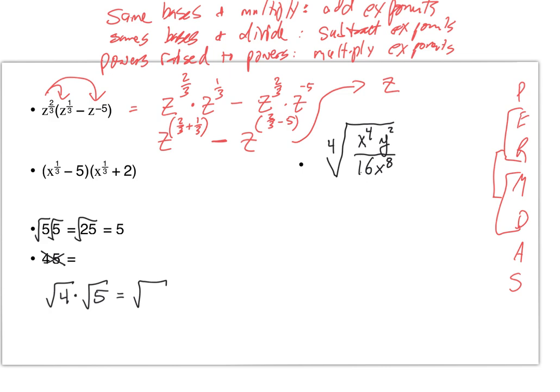Two-thirds plus 1/3 is 1. So I'll have z to the 1. And I can write the 1, I typically don't. So if you don't have the 1, you don't have to. Then I'm going to have minus z, and then I have 2/3 minus 5. Well, that's just subtracting 4 1/3. Negative 4 1/3, I should say. Or you could write it as negative 13 thirds. 3 times 4 plus 1, 12 plus 1, negative 13 thirds.